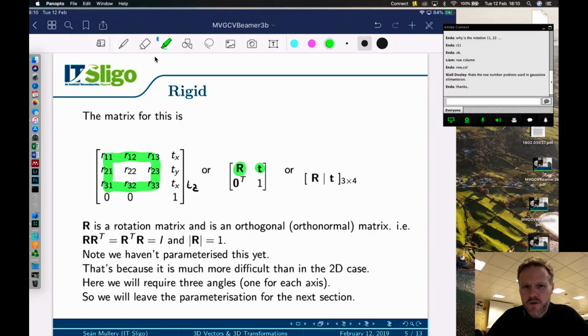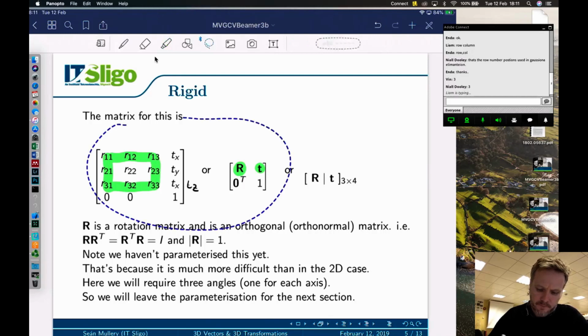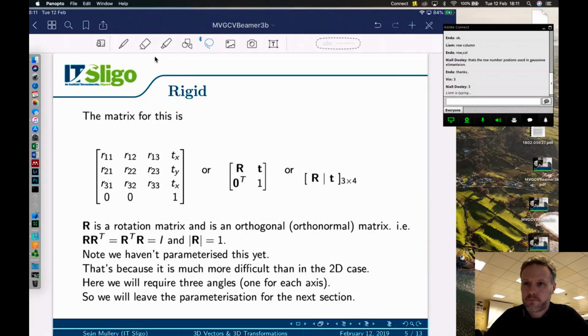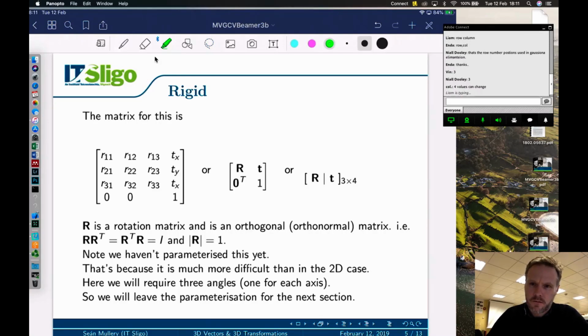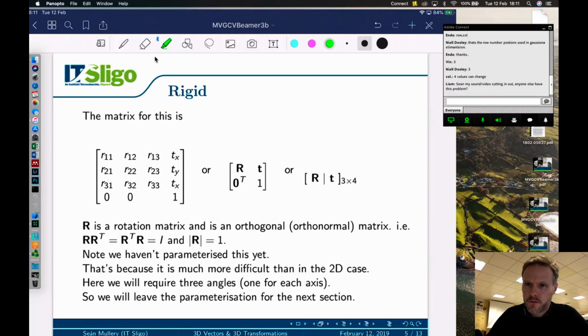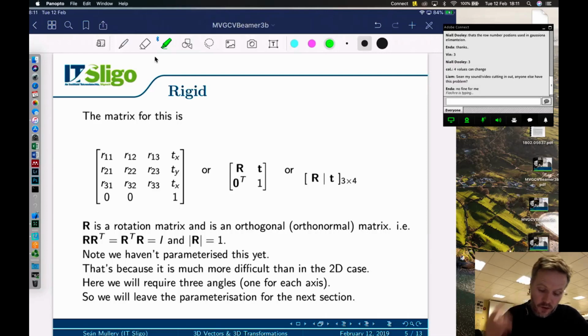How many degrees of freedom would you be seeing here, do you think? Yeah, okay, you're saying 4 values can change. Okay, so I just want to see what Liam's writing here. Is anyone else having the same problem Liam's having? It's possibly just on your own end there, Liam. Okay, so Liam, if it does, you can pick things up in the recording anyway.